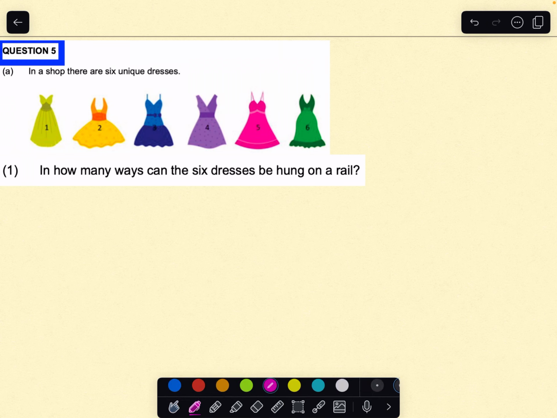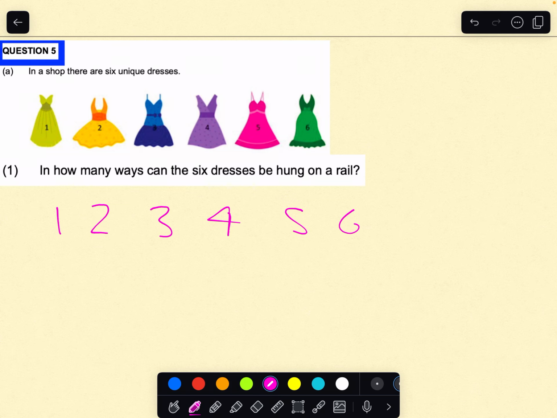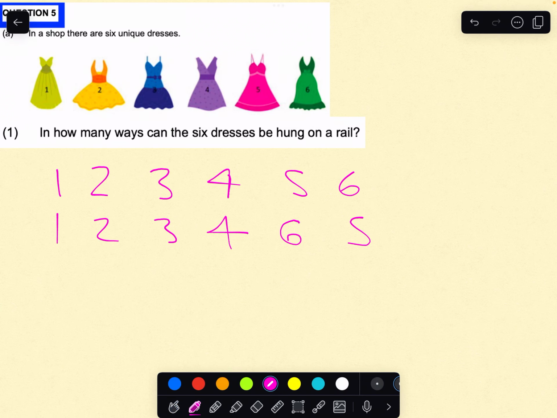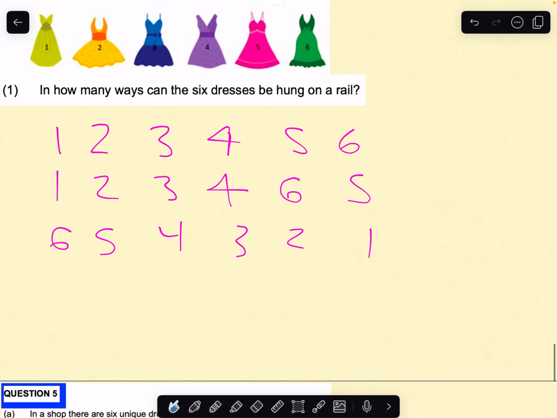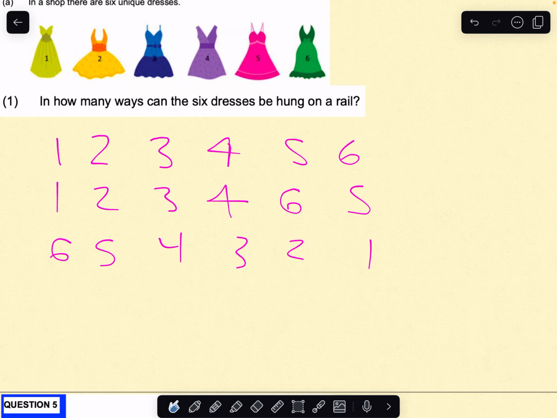Okay, so this is the most simple counting scenario, right? Where we're not considering constraints like, these two have to be next to each other, or we want to select 3 from the 6. Your first order could be 1 2 3 4 5 6, or it could be 1 2 3 4 6 5. That would be a new order. Or you could have 6 5 4 3 2 1, and so on. So you can order them freely.